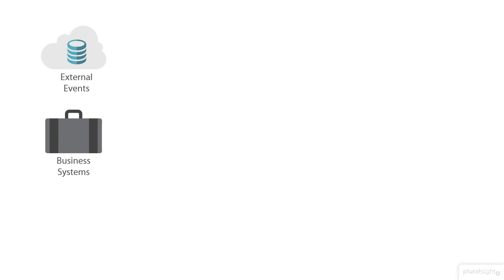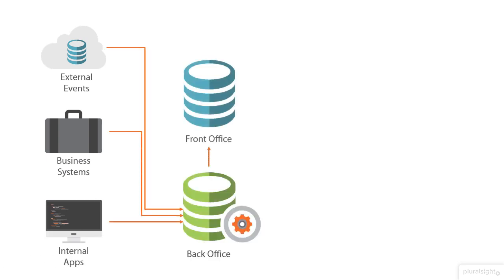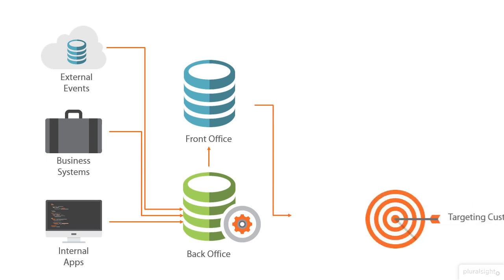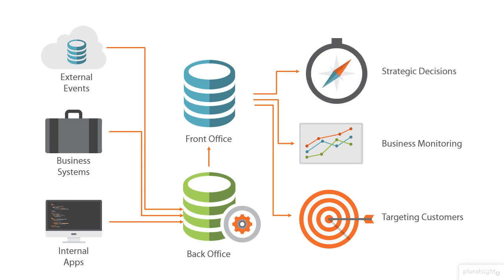We'll talk about how it works and how data comes from basically several different types of places. It flows into a back office system, jumps into the front office system. This is known as data warehousing. From there is when you really get the value out of it and you start doing these types of things like targeting customers, monitoring your business, or making more strategic decisions.